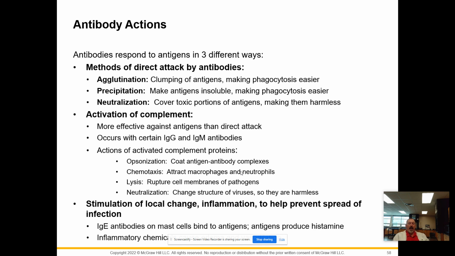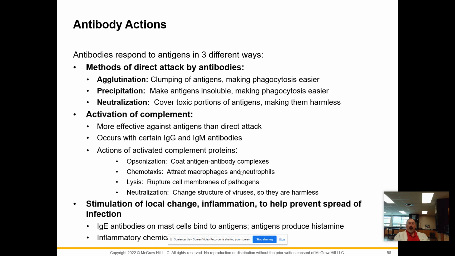Another thing that can happen as a result of antibodies is precipitation. This is going to make antigens insoluble. It's going to allow you to form a really precise attack phagocytically. And the next is neutralization. This is taking a toxic portion of an antigen and making it harmless, kind of taking the teeth out of that antigen while you're developing your immune response.